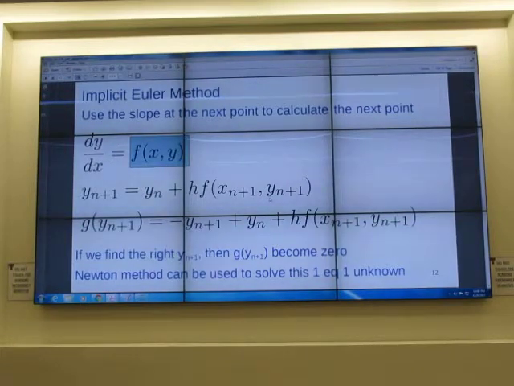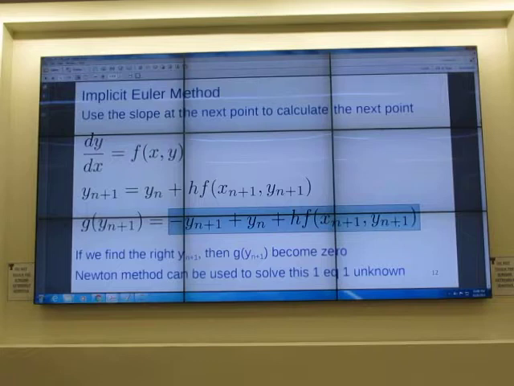Okay. When you use the slope at the next point, then this part may not be 0 yet, because the next point that you think is not the right value. Many people just use fixed point iteration, but we can do better, right? It's one equation but one unknown. Just use Newton-Raphson to solve it. Good? Yeah.